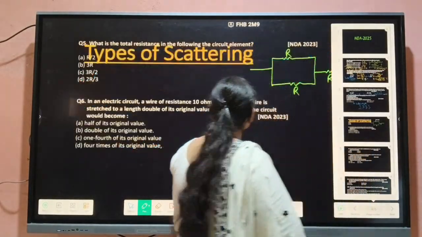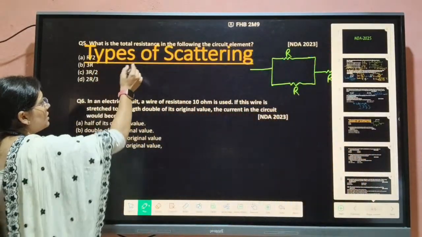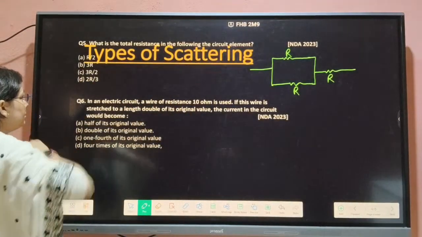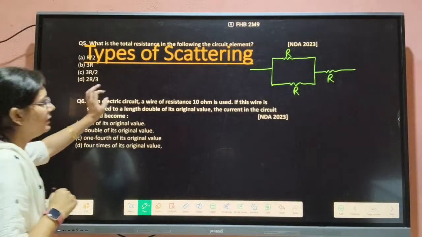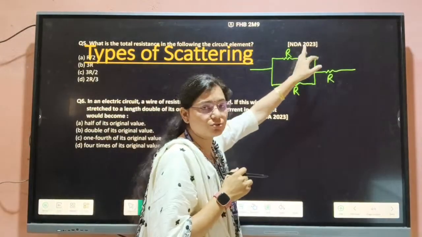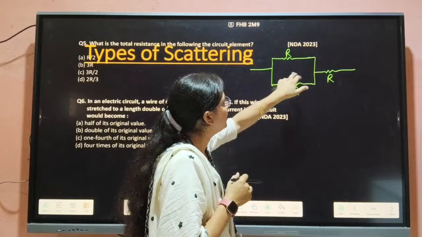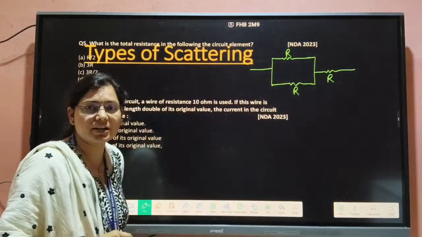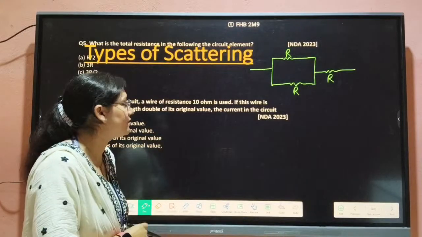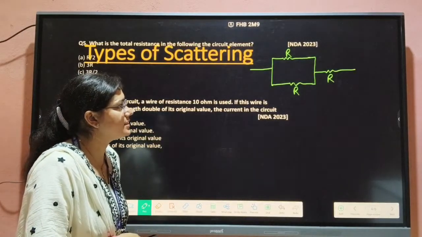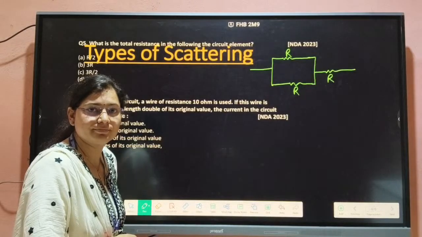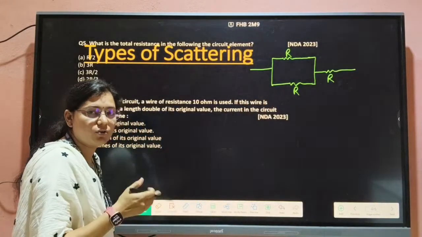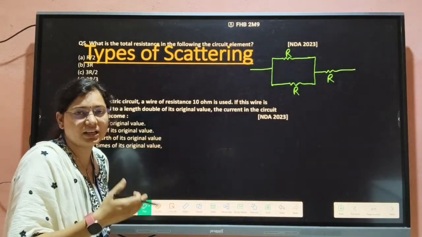Next question we will see: what is the total resistance in the following circuit? Options are R by 2, 3R, 3R by 2, 2R by 2. This one is from a previous year, 2023 NDA. Here a circuit diagram is given, and according to this circuit diagram you have to find out the equivalent resistance. So how can we find the equivalent resistance? We have to check which are given in series and which are given in parallel.